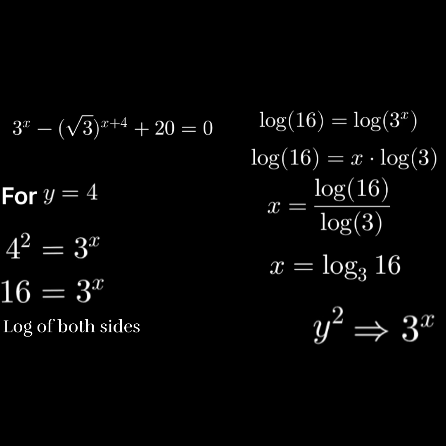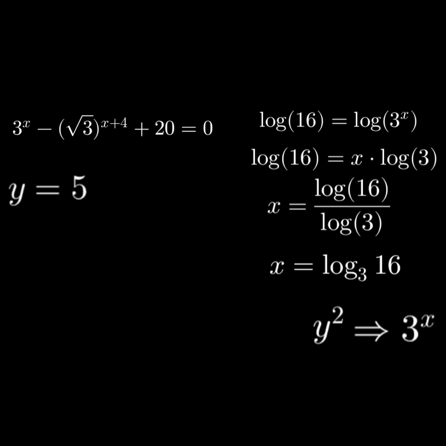Now for y equals 5, we'll do likewise. For y equals 5, we are going to be using the recap value here: y squared is equal to 3 to the power of x. So that is what we are putting into consideration. In that case, that will be 5 squared equals 3 to the power of x. 5 squared is 25, so we have 25 equals 3 to the power of x.